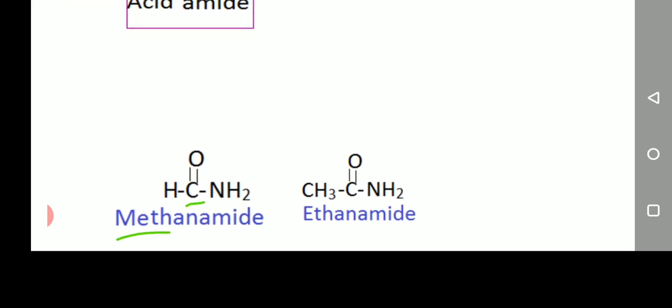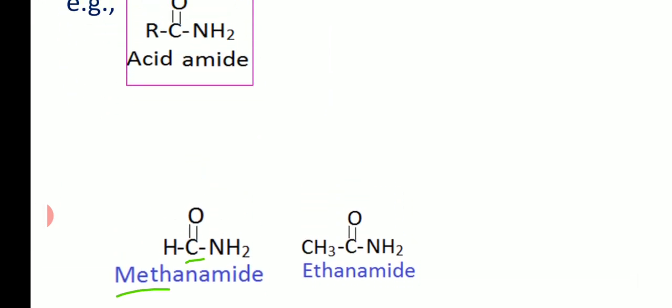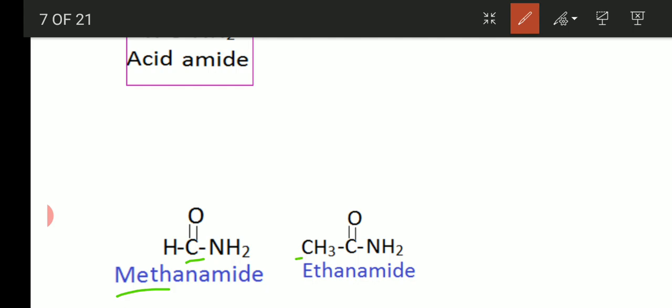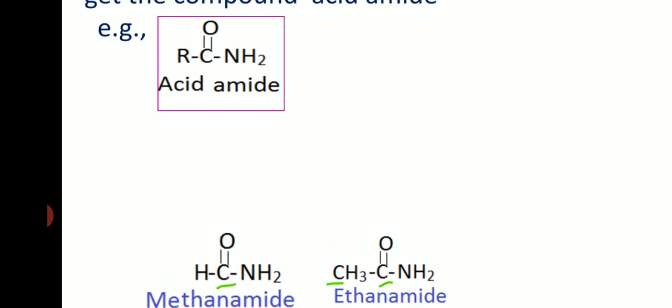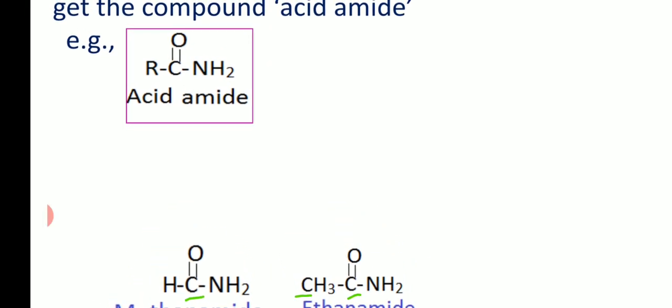This is one more example. Ethanamide, in which 2 carbons are present. So 2 examples we have taken. In place of R, we have substituted H and CH3.